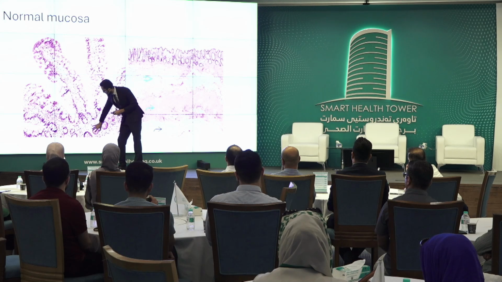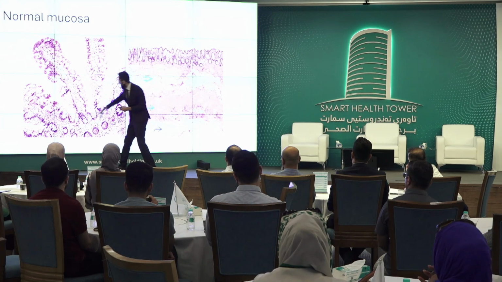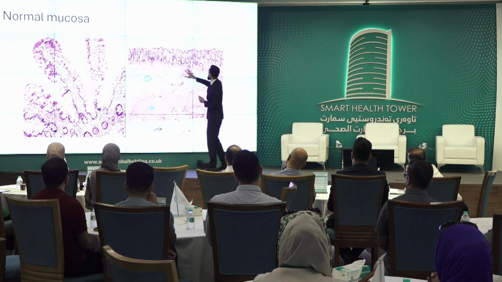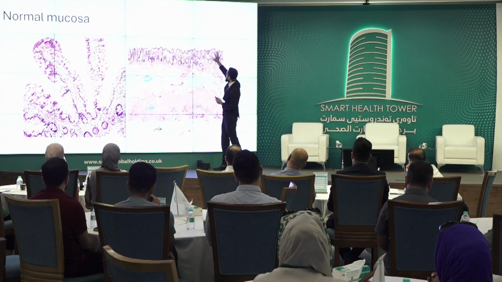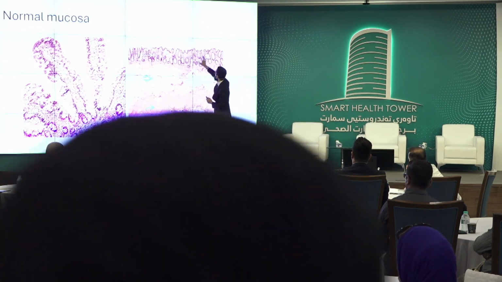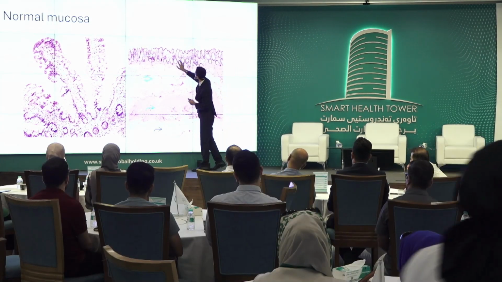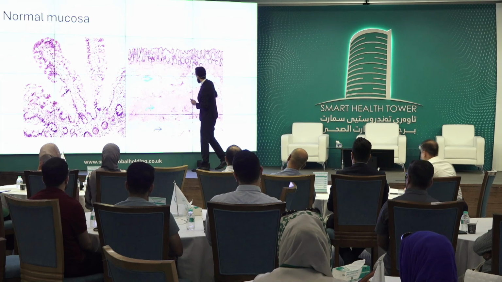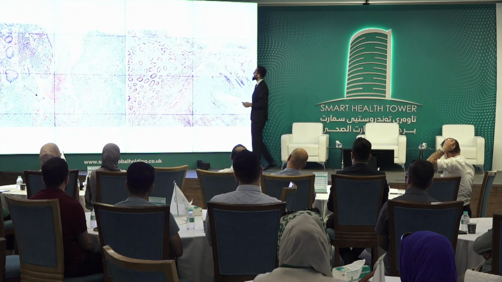These are the normal crypts or glands at the bottom. There is minimal inflammation. This is a normal colonic section. There are no villi in the colon, so these are the normal glands, these rounded structures. This is the submucosa, and then this is the muscle. So what happens in Crohn's disease?